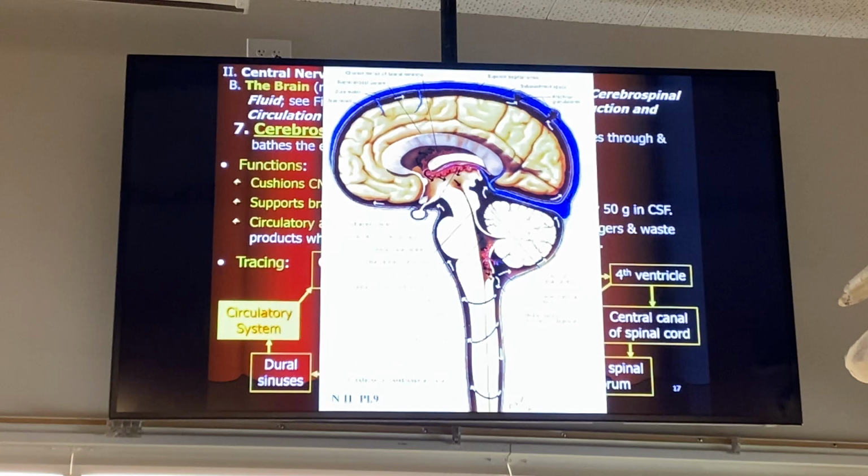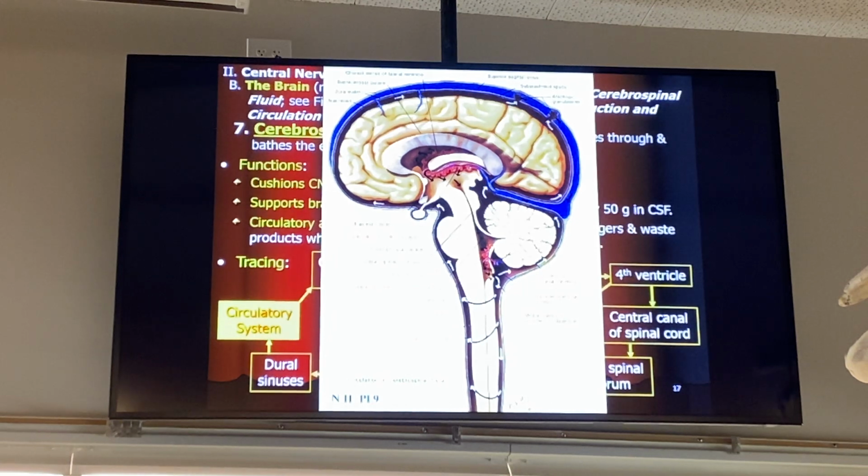From the fourth ventricle, you get a three-way fork in the road. You can either go down the central canal of the spinal cord, or you can go through the two lateral apertures and the one median aperture into the subarachnoid space. This three-way fork in the road thus is: central canal of the spinal cord, subarachnoid space down around the spinal cord, or subarachnoid space around the brain.